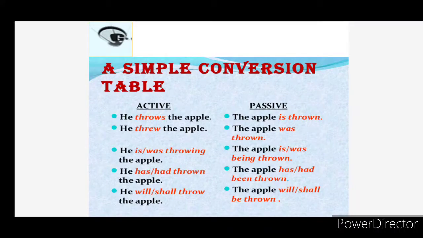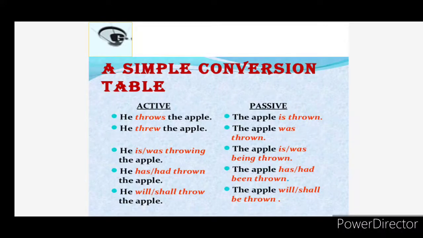Now this is a simple conversion table, children. Let's have a look at these examples. He throws the apple. The apple is thrown. By whom? By him. He threw the apple. Because it is in past tense, so the apple was thrown by him.